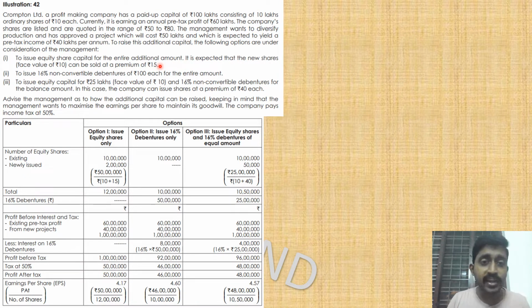How much money do you need? 50 lakhs. So 50 lakhs divided by 25 per share is going to be 2 lakh shares. So 2 lakh shares you will issue to finance this project of 50 lakhs investment. So 2 lakh plus 10 lakh, the total number of shares for plan option 1 is 12 lakh.